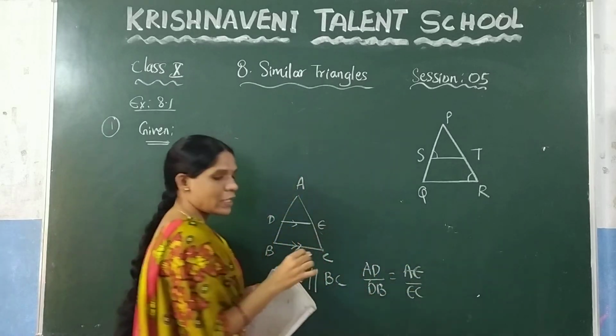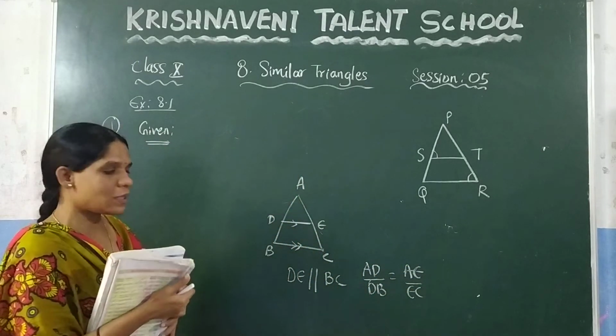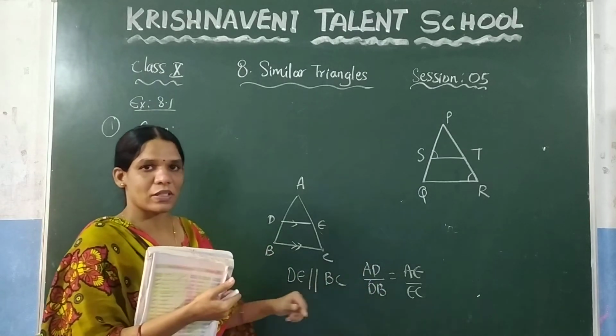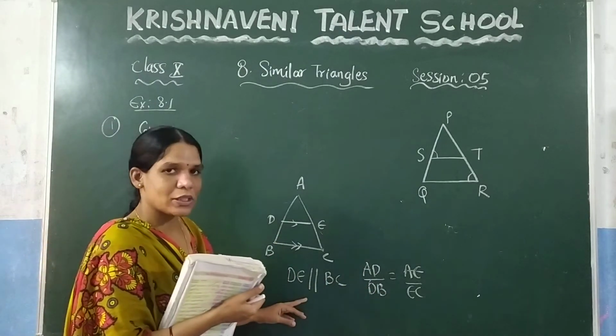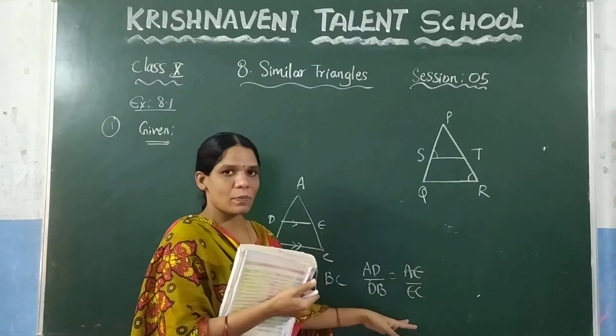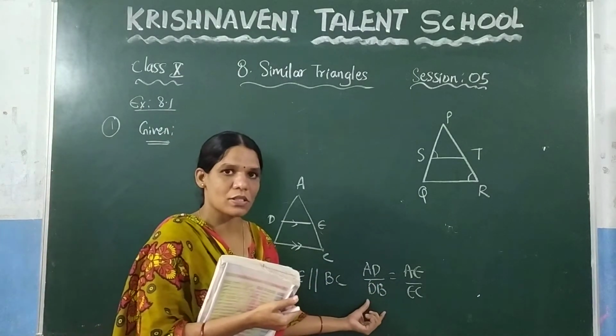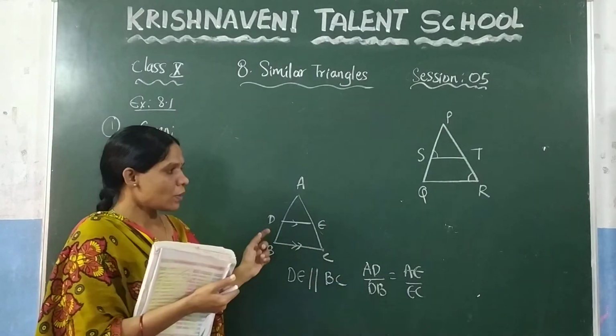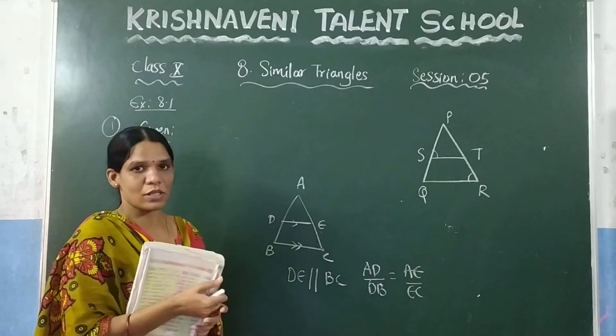Then what is the converse of this basic proportionality theorem? If a line divides the other two sides in the same ratio, then that line is parallel to the third side. Just reverse. That means if AD by DB is equal to AE by EC is given in the question, then directly you can say that DE is parallel to BC. Now, based on these theorems, we are going to solve this exercise.